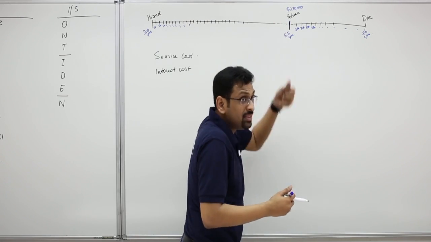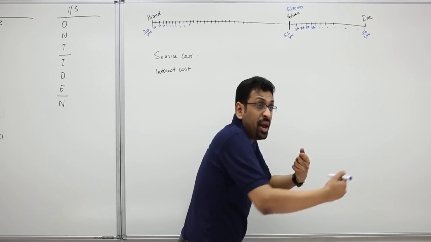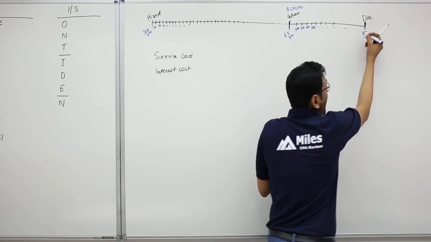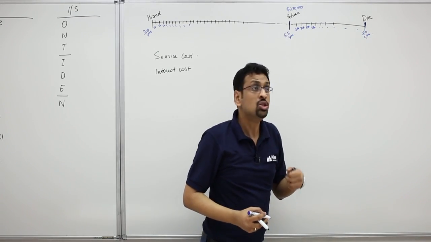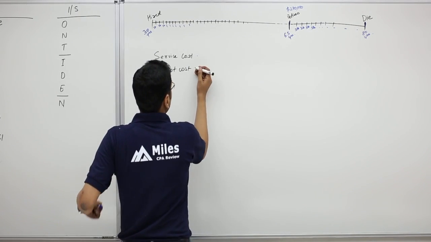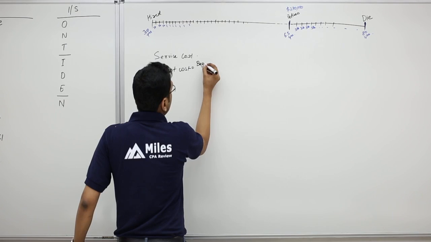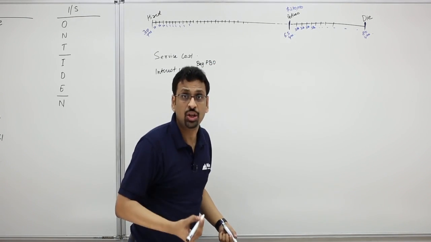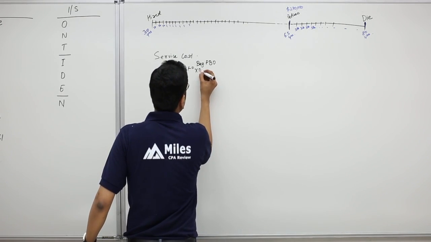And naturally, from this amount, he's going to be getting pensions of $35,000 each year till the date of actuarial death. So guys, the interest cost is basically the beginning PBO, the beginning projected benefit obligation of the employer, times the discount rate.